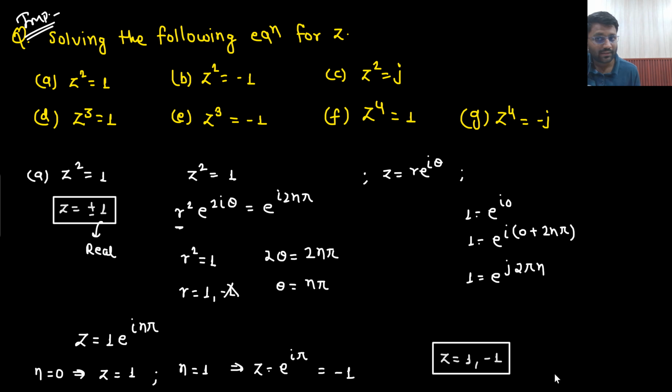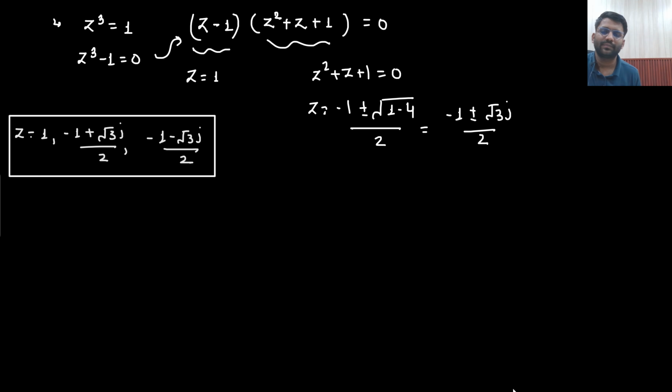Another one, next: z cube equals minus 1. So a, b, c, d, e.